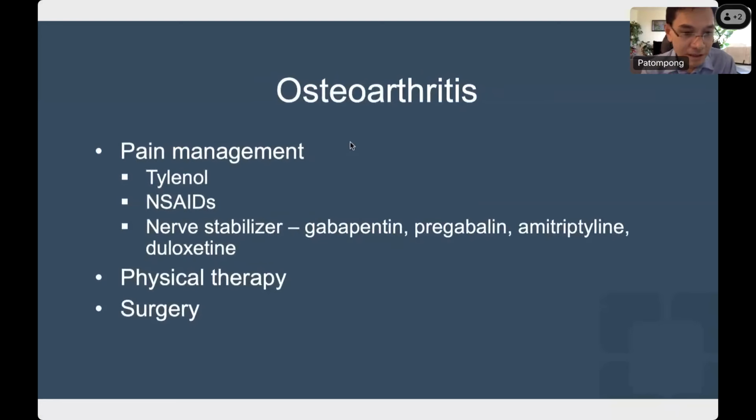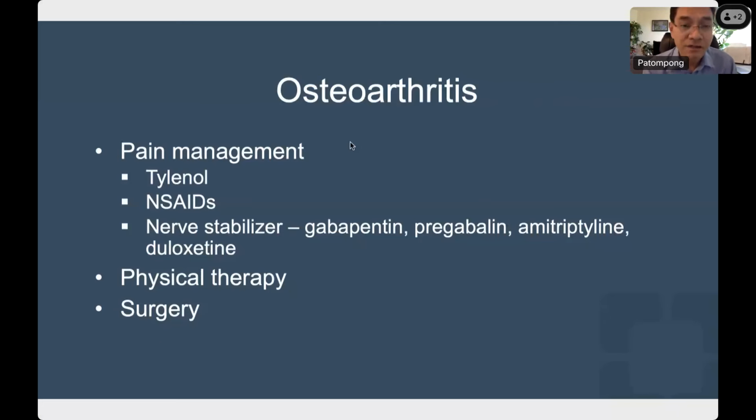For osteoarthritis, this is not an inflammatory condition, so treatment with steroids or immunosuppression medication or biologic agent would not help. For management of osteoarthritis, we would focus on pain control using something like non-steroidal medication, Tylenol, or most of the time we may also need a stronger pain medication in the group of what we call nerve stabilizer, something like gabapentin or pregabalin or duloxetine to help manage their chronic pain.